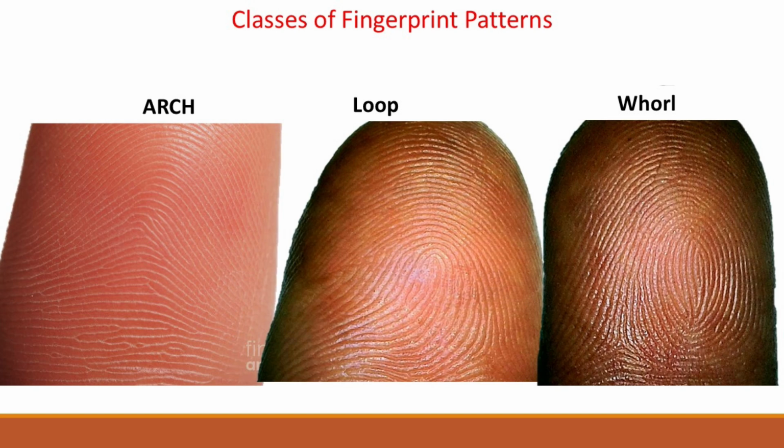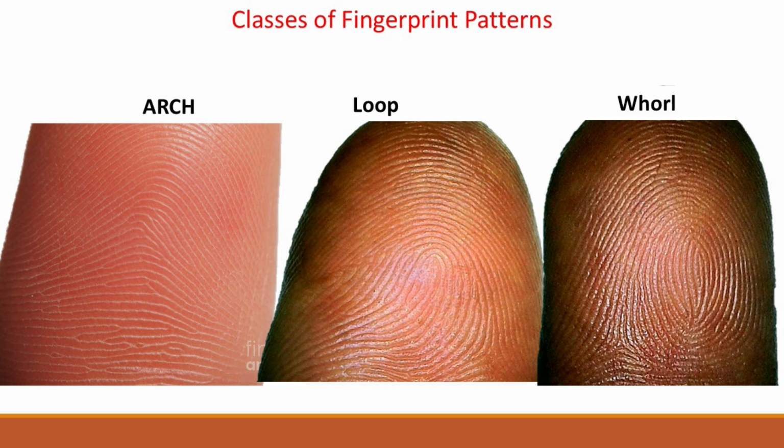Classes of fingerprint patterns. Generally speaking, there are three classes of fingerprint patterns. If you look at the screen, we have arch, we have loop, we have whorl. And arch can be further classified into two: plain arch and tented arch, as in tented arch.